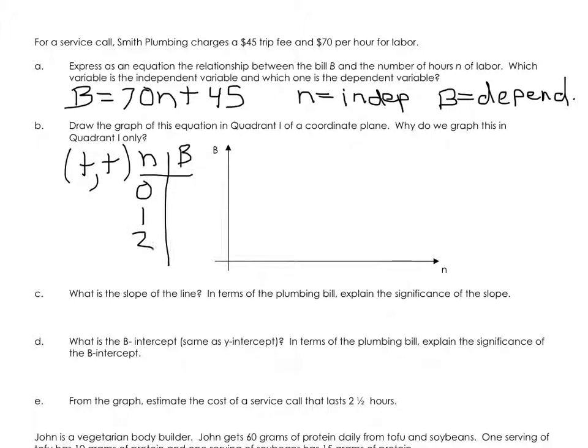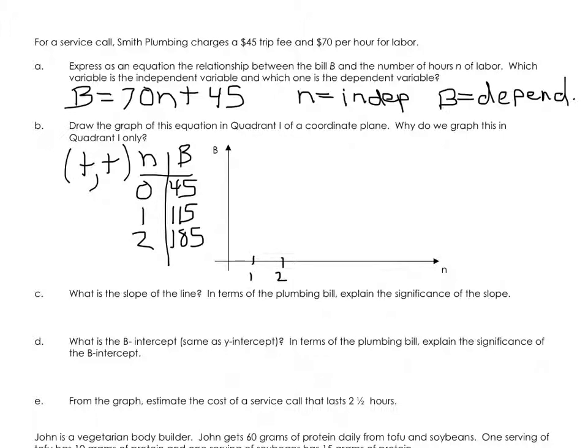We like 0, 1, and 2. Why not? If N is 0, they don't work any hours, we already said, you still owe them $45. If N is 1, they come, they work 1 hour, you pay $70 plus 45, $115. If they have to work for 2 hours, you have to pay $140 plus the 45, that's $185. Does anyone want to be a plumber? It pays.